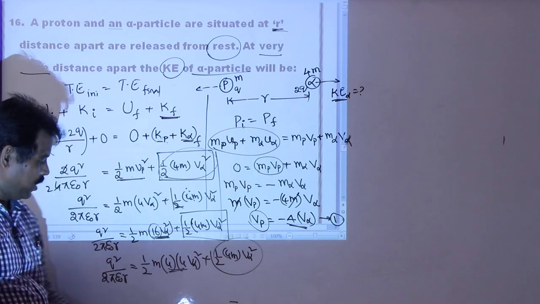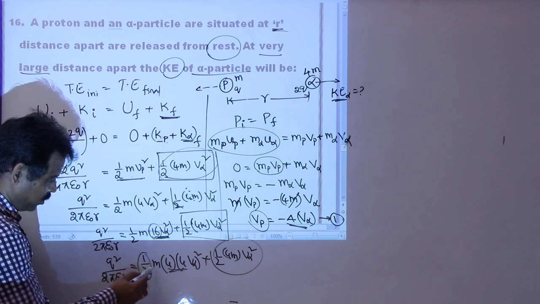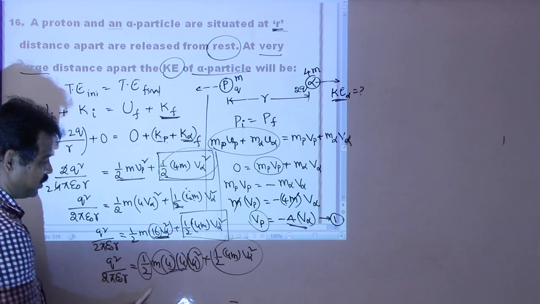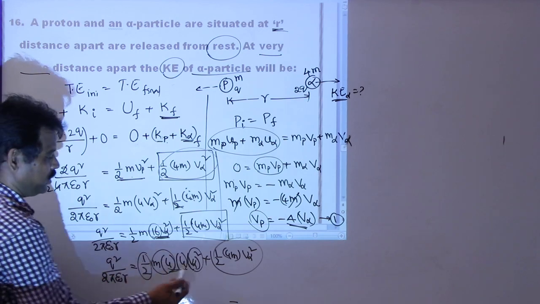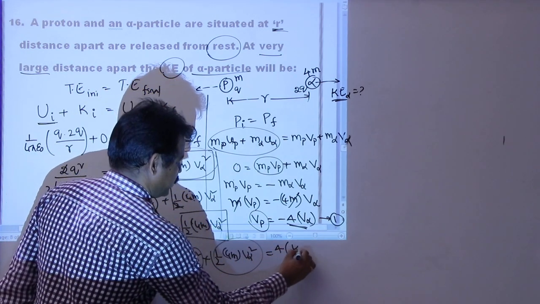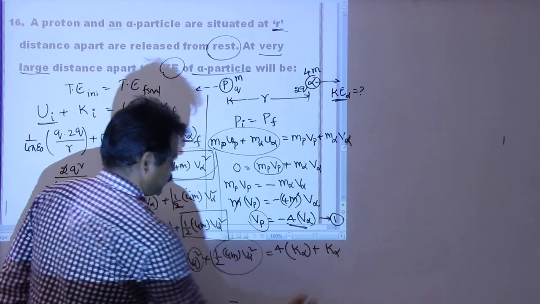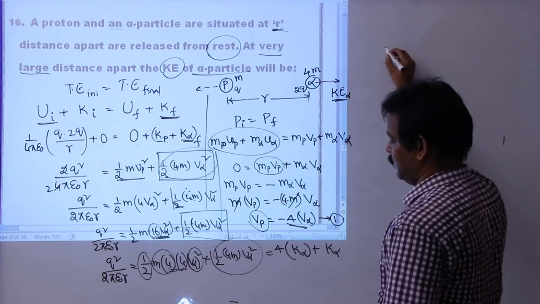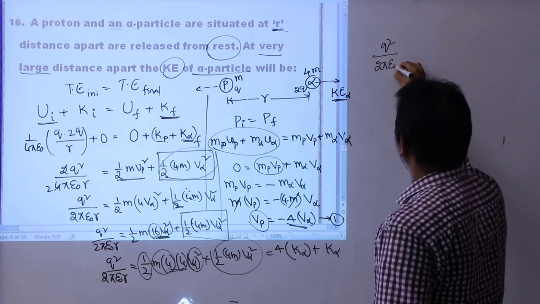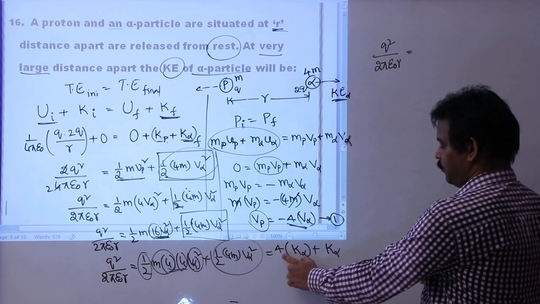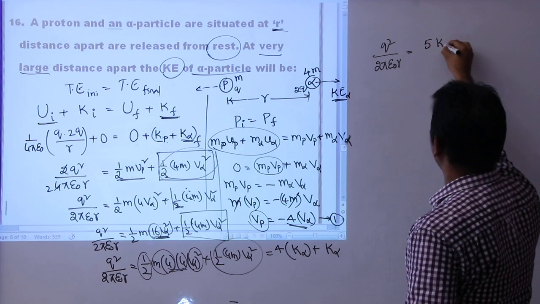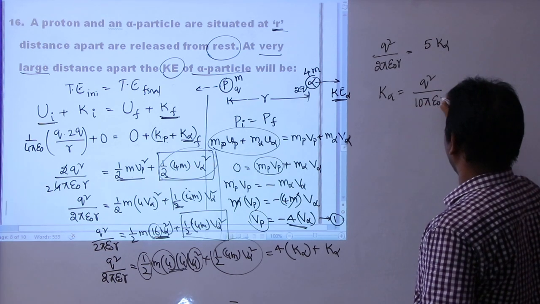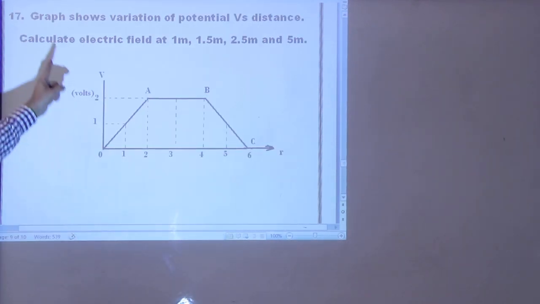So this is the quantity that we need to find out, that is kinetic energy of alpha. Here also you can see half is there, 4m is there, and V alpha square is also there. This is 4 V alpha square. So this is 4 times the kinetic energy of alpha particle. So I can write 4 times the kinetic energy of alpha particle plus K alpha. I need to find out K alpha. So if you simplify this equation, we will get q square by 2 pi epsilon naught r is equal to 4 K alpha plus K alpha, 5 K alpha. So kinetic energy of alpha particle is equal to q square by 10 pi epsilon naught r.